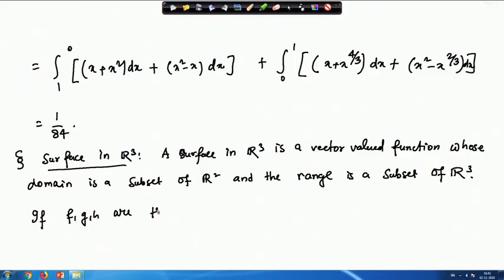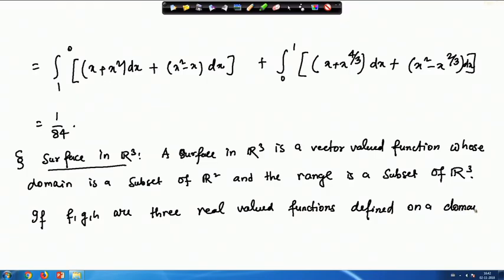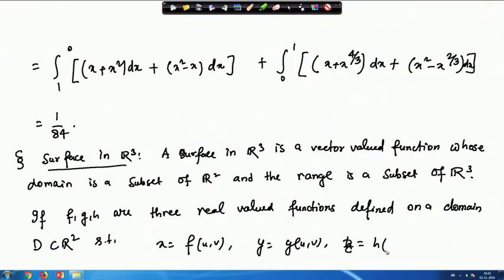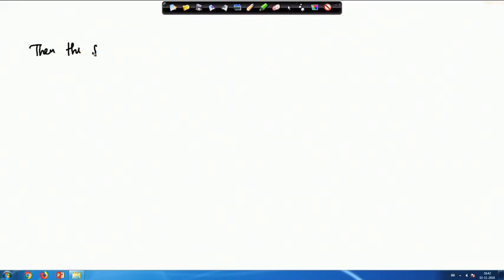All right. So if f, g, h are three real valued functions defined on a domain D subset of R2 such that x equals f of u,v, y equals g of u,v, and z equals h of u,v, then the set f(u,v), g(u,v), and h(u,v) is a surface in R3.